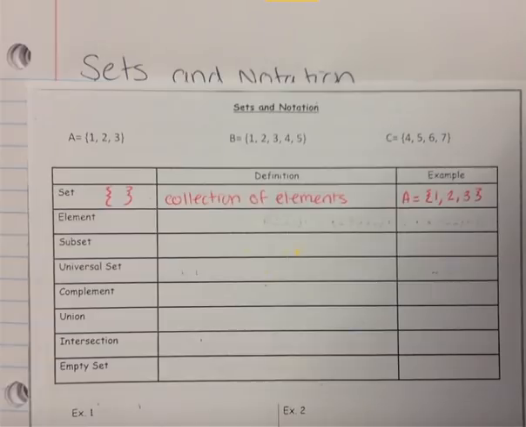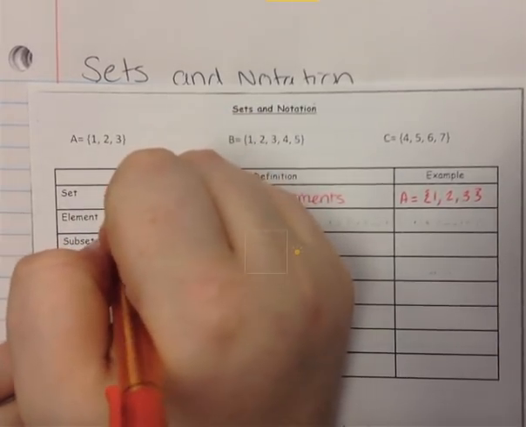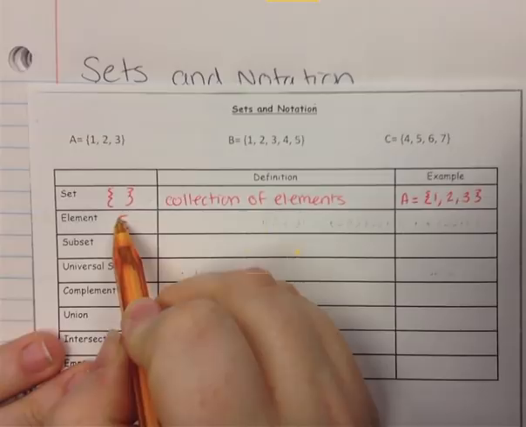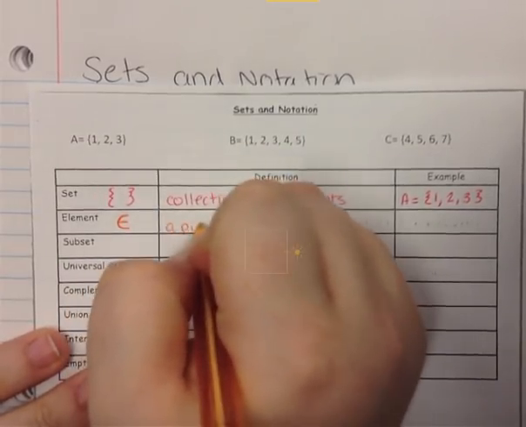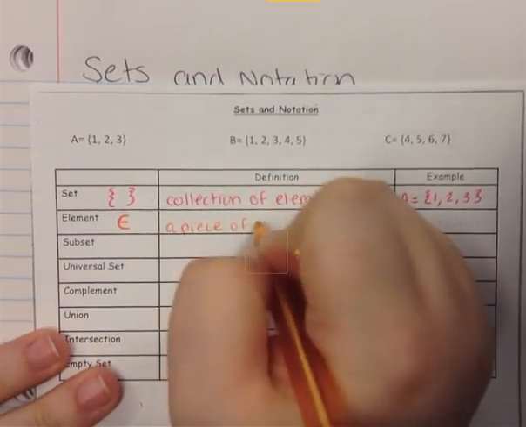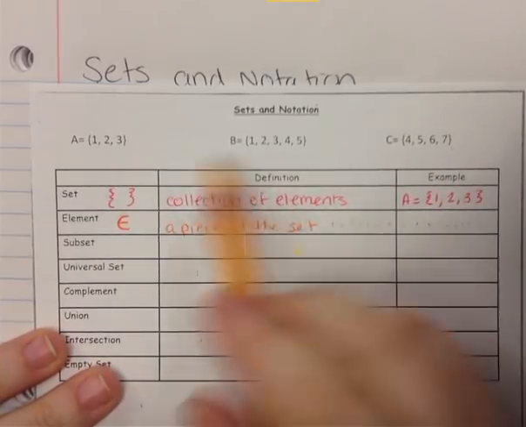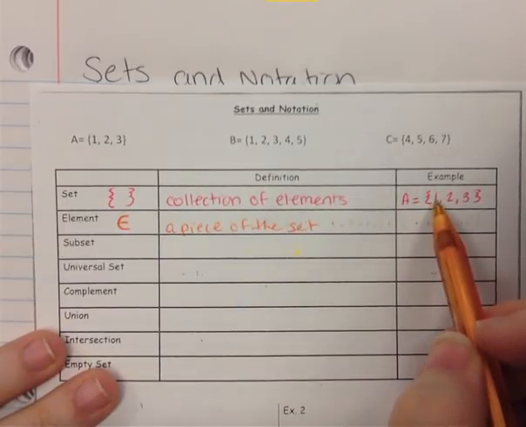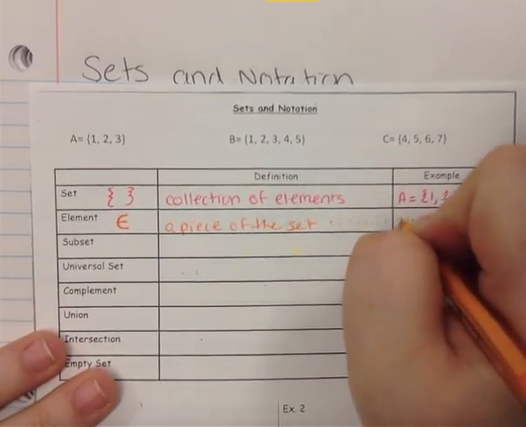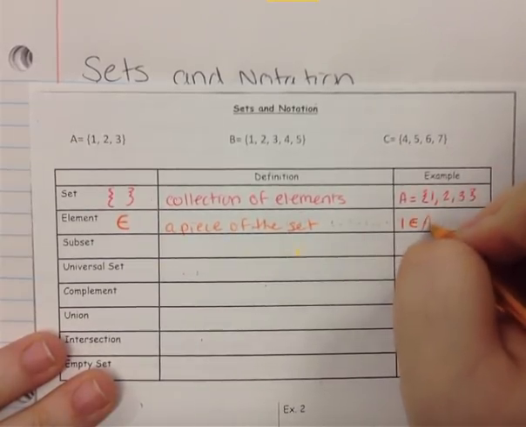The next word is element. The symbol for element is that E, it's like a C with a line through it. An element is a piece of the set. So that means that any piece from any of these sets I can use as an element. So I can say that 1 is an element of set A. I use a capital letter for set A.